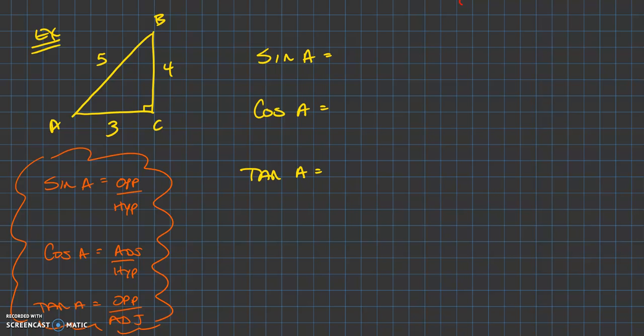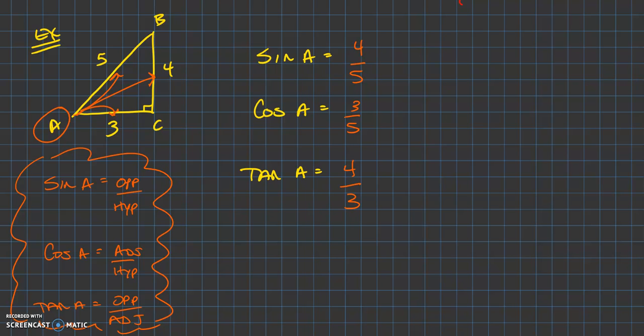So the sine of A is going to be opposite over hypotenuse, or 4/5. The cosine of A is going to be adjacent over hypotenuse, or 3/5. The tangent of A is going to be opposite over adjacent.